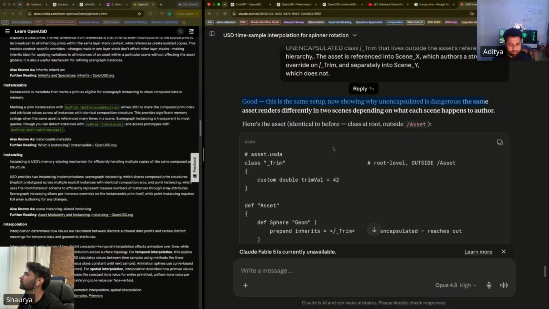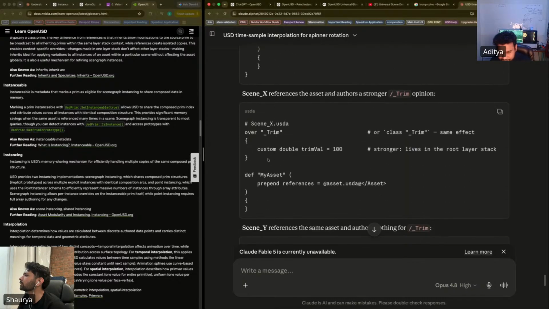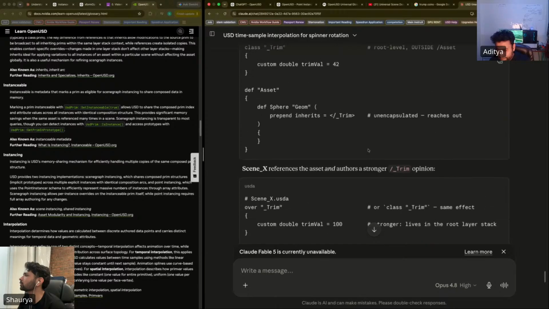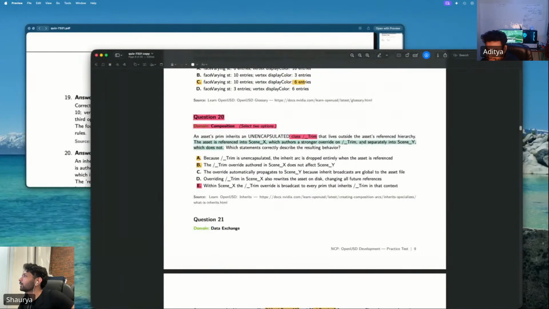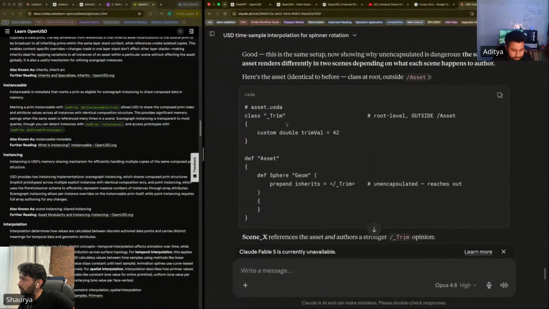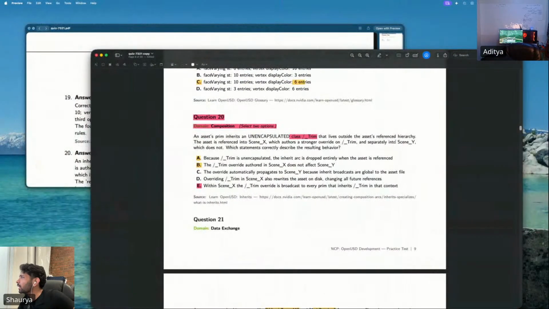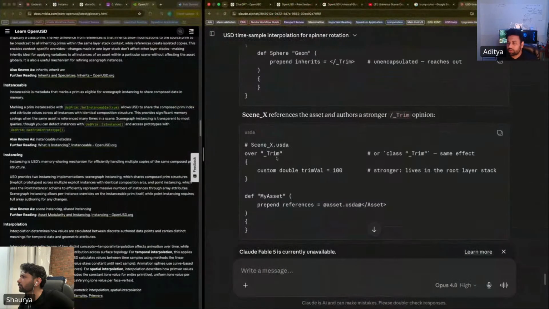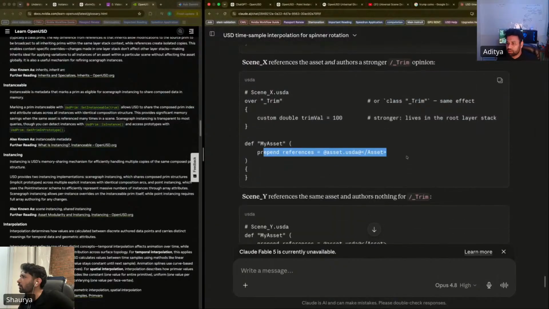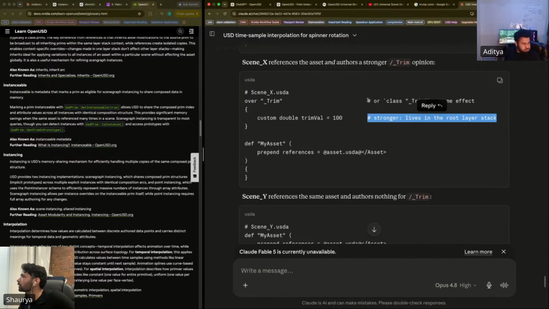Unencapsulated is dangerous. The same asset renders differently into scene X, which references the asset and authors a strong override. But what does this mean? That trim lives outside the asset's referenced hierarchy. Okay, so this is the reference hierarchy and this lives outside. The asset is referenced into scene X, which authors a stronger override over trim. Stronger lives in the root layer of the stack.